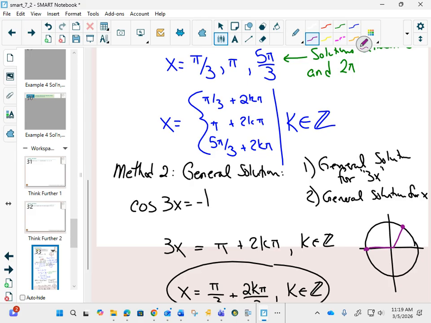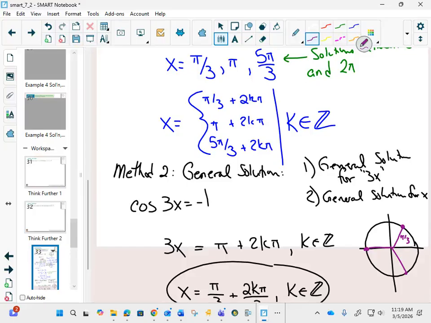And 5 pi over 3, which would be in quadrant 4, would be this dot right there. And solution number 1 says take pi over 3, and anytime you add 2 pi to that, you would be coterminal with pi over 3. So I do all the coterminal ones with pi over 3. Then I took pi, and I wrote everything coterminal with pi. And then I take 5 pi over 3 down there and do everything coterminal with that, and that will be all my answers forever.